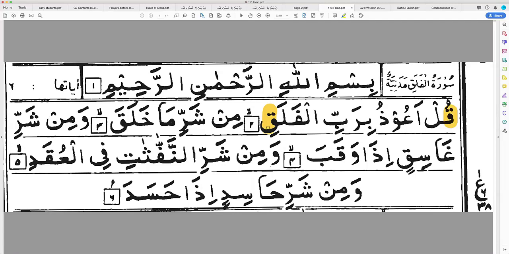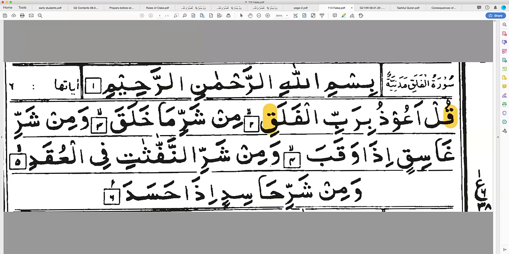Well done. Thick sound here, yeah? Falaq. Well done. The qaf, when you make the sound, you should feel the very back of your throat, right at the top, the very back of your mouth at the top of your throat. That's where the sound should come, yeah? Qaf. Falaq. Falaq. Well done.